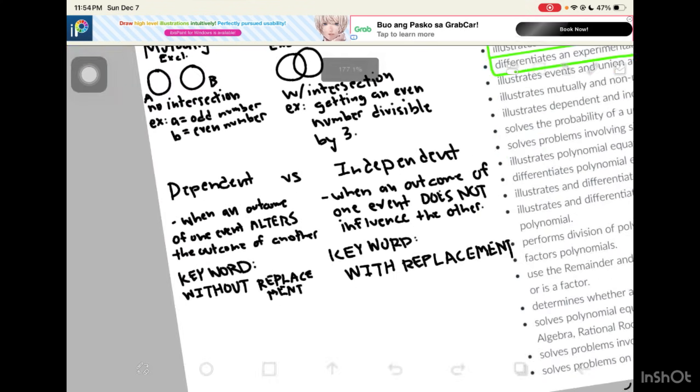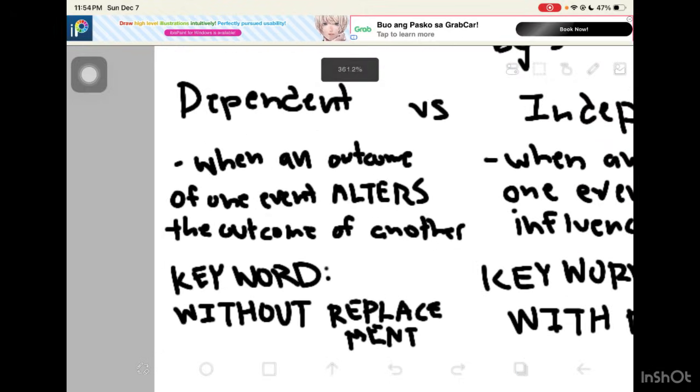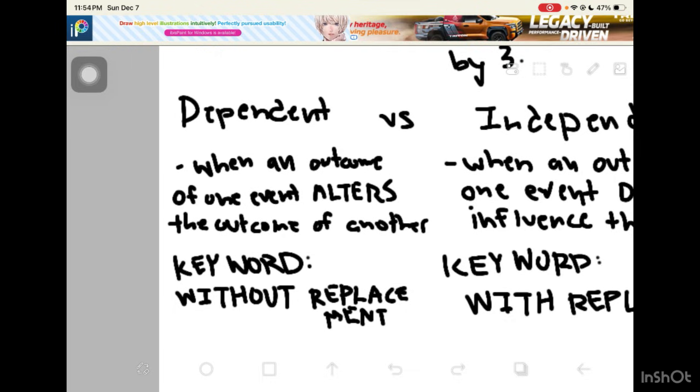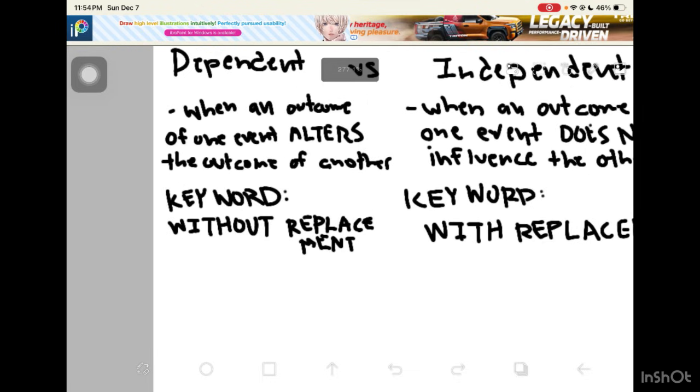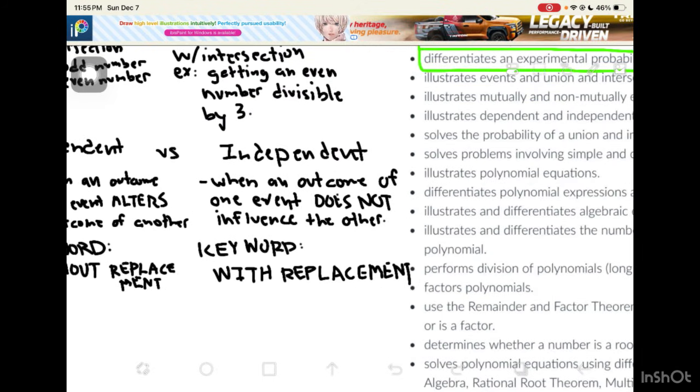Now, last term before we get to problem solving is dependent versus independent. Dependent is when an outcome of one event alters the outcome of another. The keyword here is without replacement. We'll see later. And then for independent, it's when an outcome of one event does not influence the other. The keyword is with replacement.